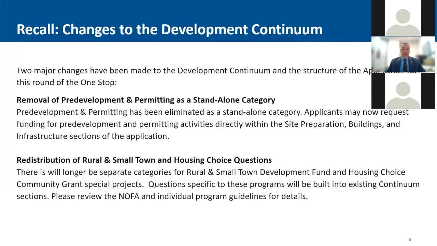Applicants that are designated as rural, small town, and or Housing Choice communities will again have access to those grants that are only available to those designated communities. However, there will no longer be a separate section for that. The questions for those communities will appear specific to each application. They're now built into the actual continuum categories, so when you arrive at the category, you'll have questions specific to your designation and related to the resources available to you.